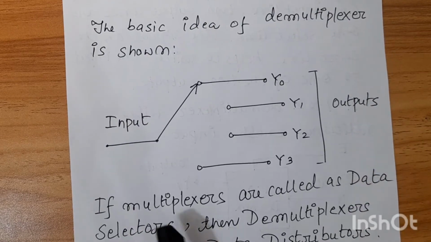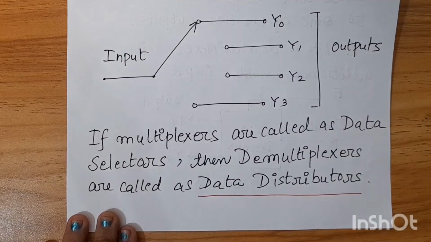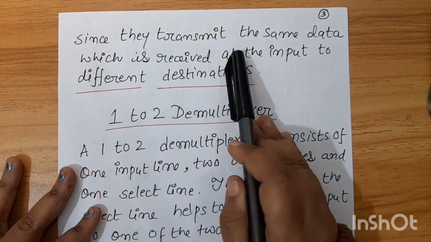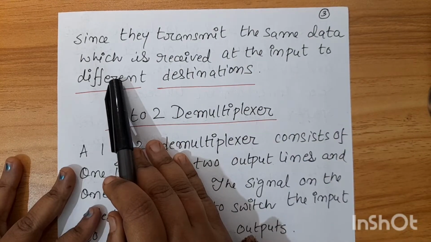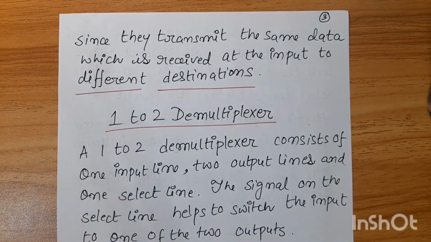select line. If multiplexers are called data selectors, then what are demultiplexers called? They are called data distributors. A demultiplexer transmits the same information which is received at the input to the different destinations. That is why it is called data distributor. Why is it called data distributor? Because the same information which is at the input is distributed to many outputs depending upon the value of the select line at a particular instance.